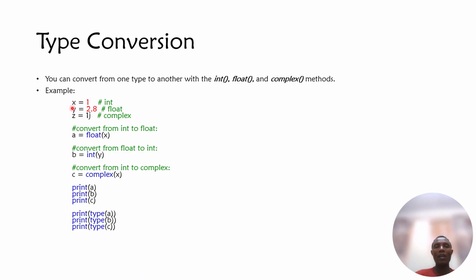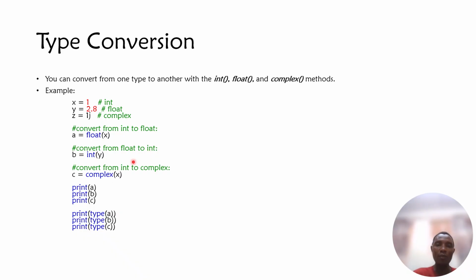For instance, we have x is equal to 1, then y equals 2.8, which is a float, z equals 1j, which is a complex number. Converting from integer to a float is possible. In this case, we've got a equals float of x. So what is going to be printed? It will be 1.0. Since we have changed it, we have casted it. This is what we call casting. So we have casted it into a floating point number value.